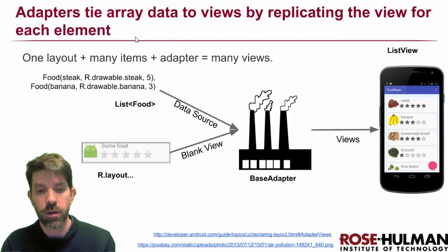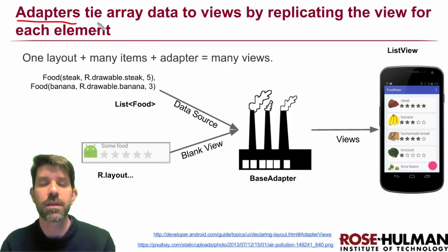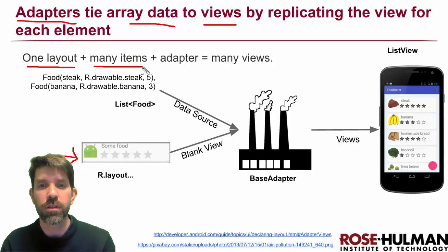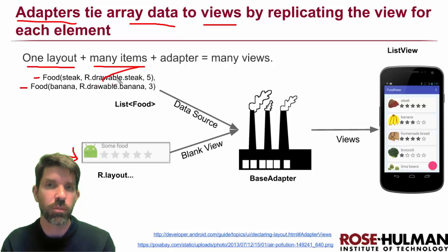As far as concepts go, let's get the big idea down. What is an adapter, right? An adapter is simply an object that's going to tie array data or some sort of list data to views by making copies of that view for each element. The way that you want to think about it is that you have one layout. Here, this is the Food Radar app. I've put together one little layout here for one food item, and then I replicate that together with many items. So here I have just two of many food items: steak and bananas, and some drawables that go along with those, and then the ratings here.